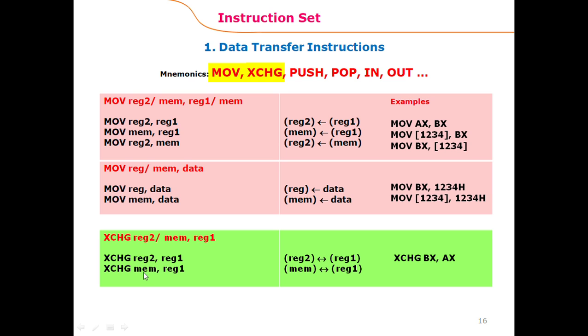Another form of this instruction is where one operand of the exchange instruction is a memory location. The content from register 1 is stored in this memory location, while the previous content of this memory location is stored in register 1. An example of this form is here, where 1234H represents a memory location. The 16-bit content from the AX register is moved to the data segment memory location addressed by this offset address, and the previous 16-bit value from the data segment location addressed by this offset address is moved to the AX register. So the content between these two locations is exchanged with each other.